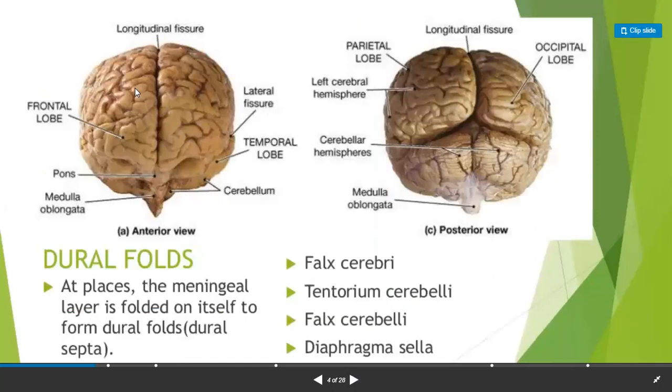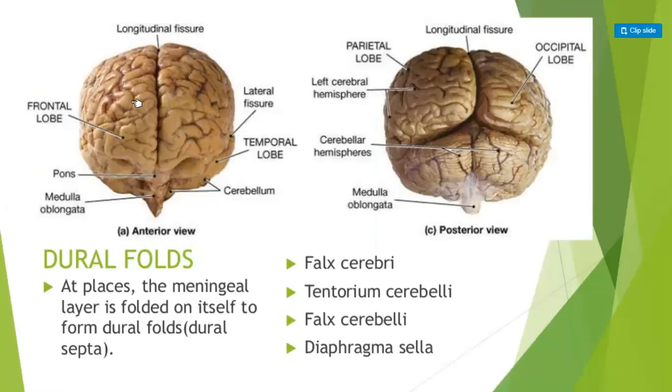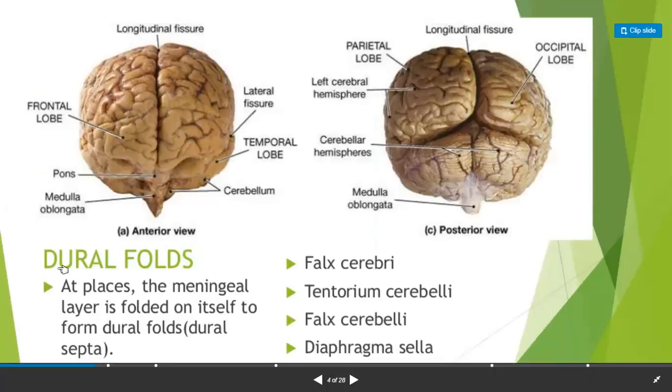Now see here, when you look at this brain, this is the right cerebral hemisphere and the left cerebral hemisphere. Neuroanatomy we will be taking separately, nothing to worry. Now the dural folds: between the right and left cerebral hemispheres, here comes the sickle-shaped fold of dura mater, which is nothing but the falx cerebri.